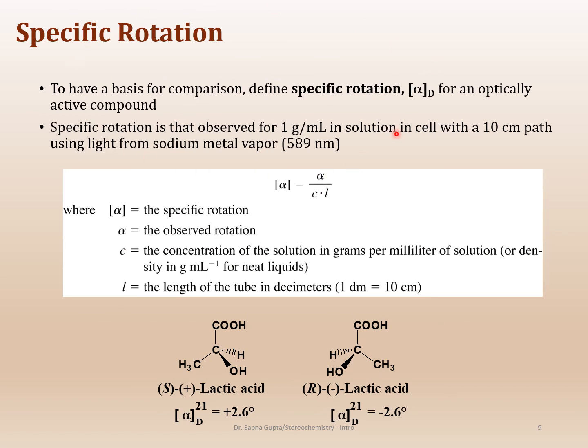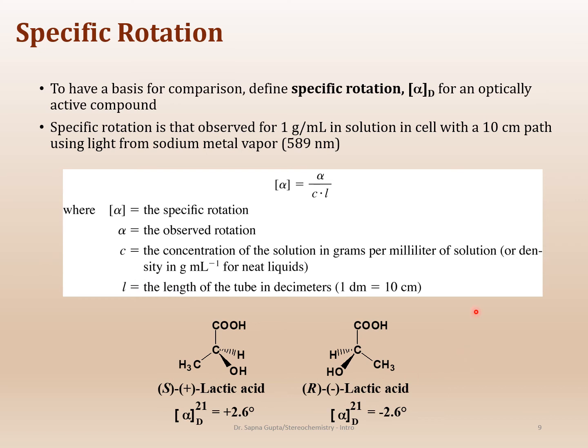Then comes the specific rotation. Specific rotation is for an optically pure compound, so it cannot be for a mixture. It's not a good idea to do that, because if you have a mixture, your rotation is not going to be clear, since you don't know if the other enantiomer is messing up your rotation. Remember, the enantiomer rotates in the opposite direction. So this is a specific rotation.